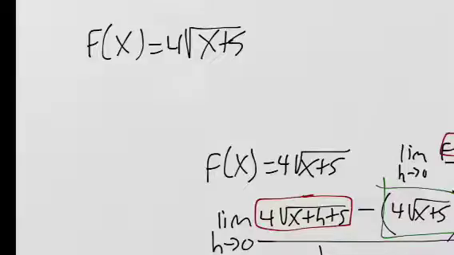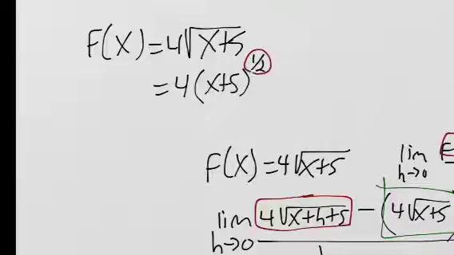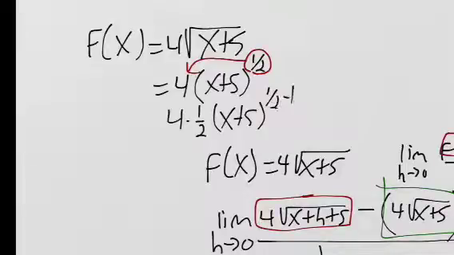So what you have to do is take this square root and rewrite it using an exponent, and you should know by now that the square root of x plus 5 can be rewritten as x plus 5 to the 1/2. And then you have to remember the power rule. Use your derivatives project if you don't, but we take this 1/2 and multiply it by the 4. So we get 4 times 1/2 times x plus 5, and then we have 1/2 minus 1. All right, that's the power rule.